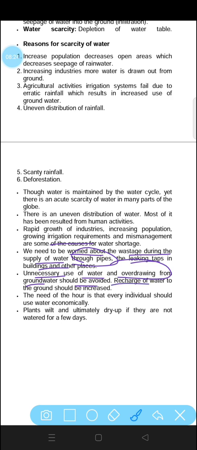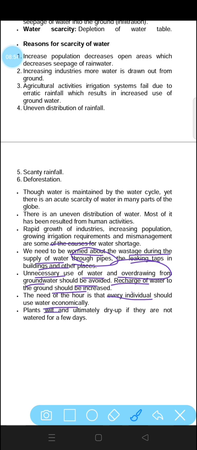Recharge of water to the groundwater should be encouraged. As we know, the groundwater can be recharged, so we should help it get recharged from time to time. We should plant more and more trees so that there could be more rainfall and the water could be recharged. The need of the hour is that every individual should use water economically, so that it does not get wasted.